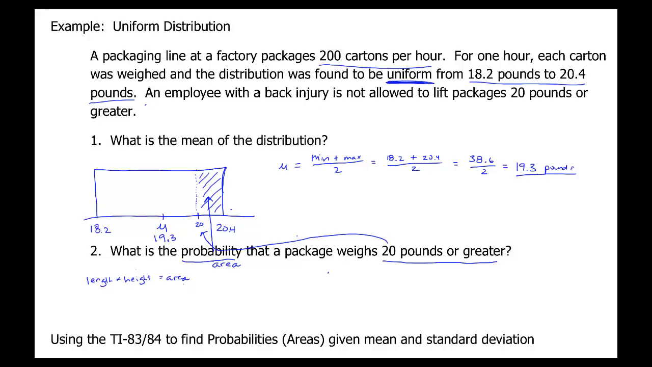So we need to somehow figure out the height of this rectangle. Now we know the total area is 1. So the total area is 1. And we know the total length. The total length would be the distance from 18.2 to 20.4. So I'm going to subtract those.